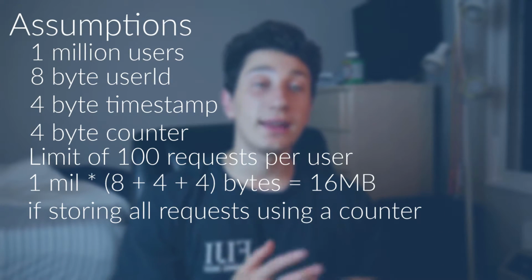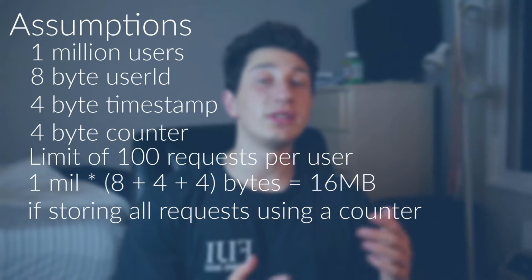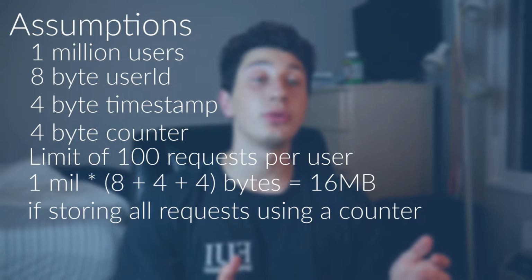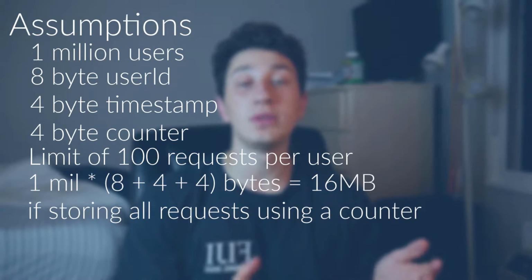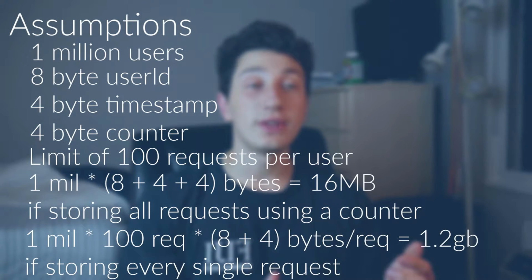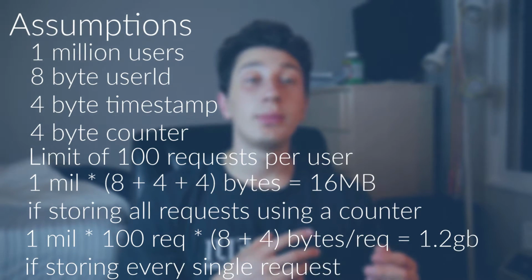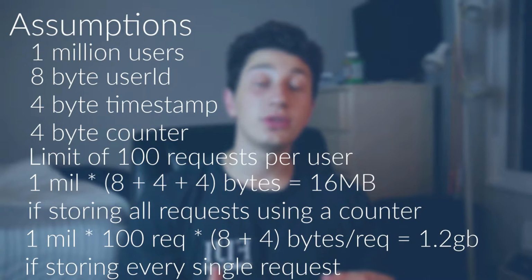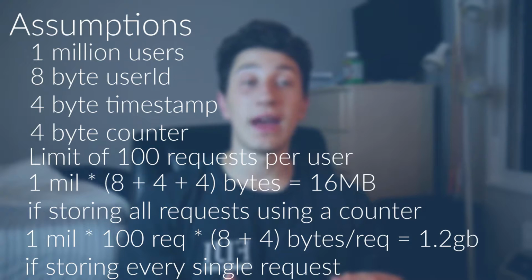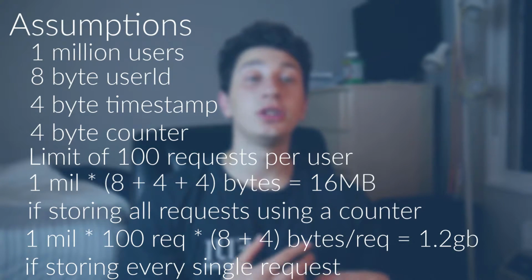Additionally, on the other hand, if we were to be holding the last 100 requests that a user has been making so that we can see if they've made 100 requests per minute, and we'll discuss why we would do either of these strategies, that is going to result in 1.2 gigabytes of data, because now we no longer need the counter. We would have 8 bytes for the user ID, 4 bytes for the timestamp, 1 million users, and then also multiply that by another 100 requests per minute, ultimately getting us to 1.2 gigabytes. So obviously that can all fit on one machine.